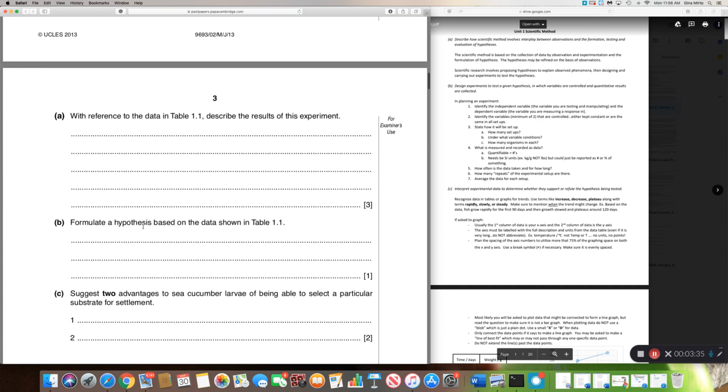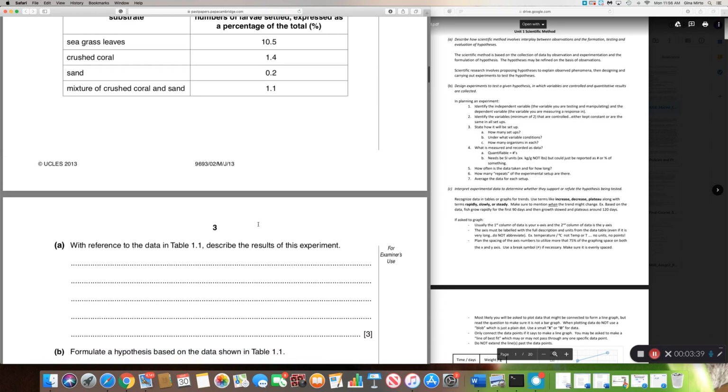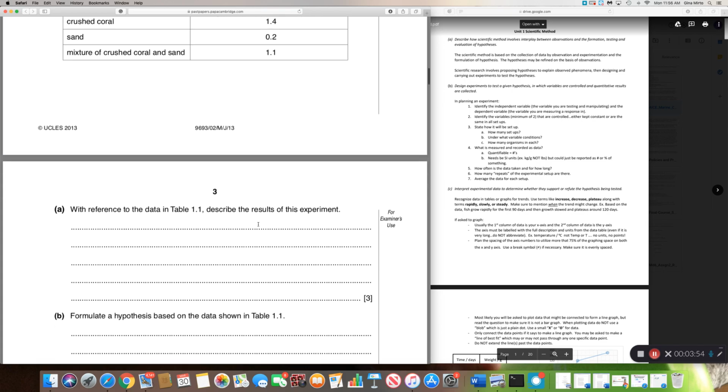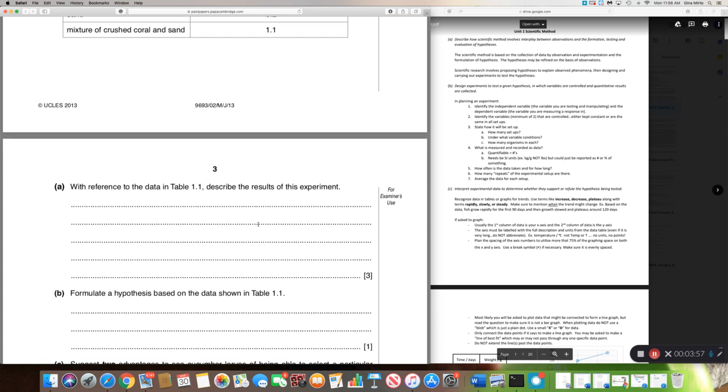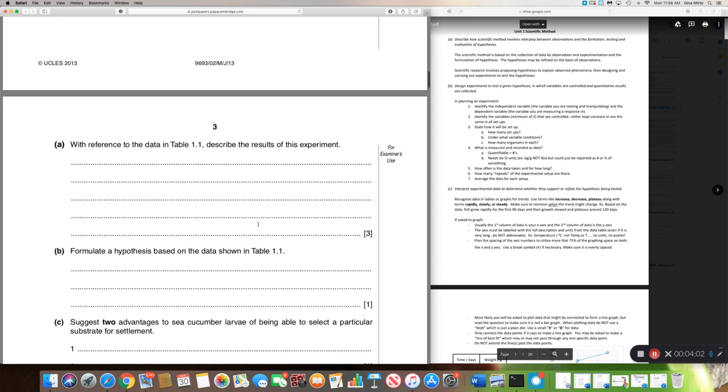Then formulate a hypothesis based on the data table, right? So if sea cucumber larvae are placed into 4 separate containers containing different substrates, such as your seagrass up to your mix of your coral and your sand, they will prefer to settle on seagrass, right? So that would be a testable hypothesis.